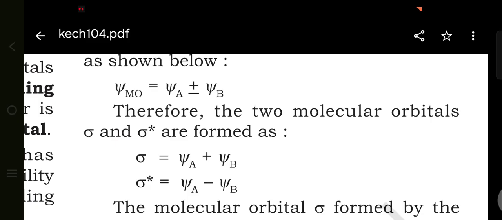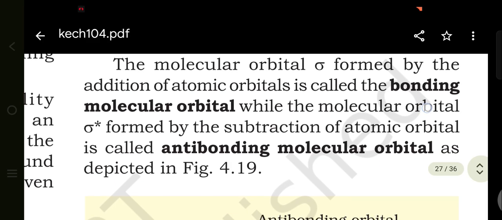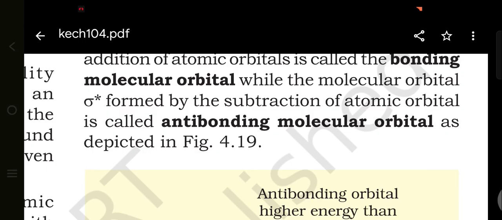psi MO = psi A ± psi B. Therefore, the two molecular orbitals sigma and sigma star are formed. Sigma = psi A + psi B. Sigma star = psi A − psi B. The molecular orbital sigma formed by the addition of atomic orbitals is called the bonding molecular orbital, while the molecular orbital sigma star formed by the subtraction of atomic orbitals is called the antibonding molecular orbital.